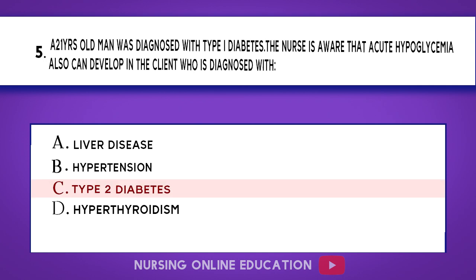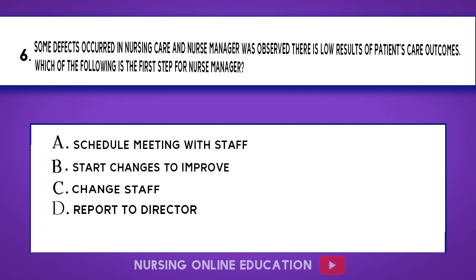Type 2 diabetes. 6. Some defects occurred in nursing care and the nurse manager observed low results of patients' care outcomes. Which of the following is the first step for the nurse manager? A. Schedule meeting with staff, B. Start changes to improve, C. Change staff, D. Report to director. The answer is option A, schedule meeting with staff.